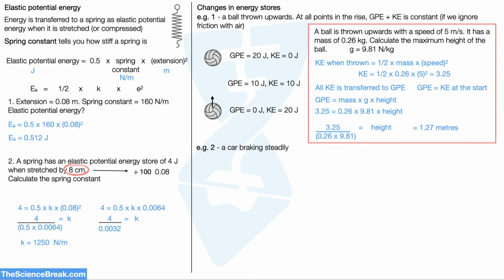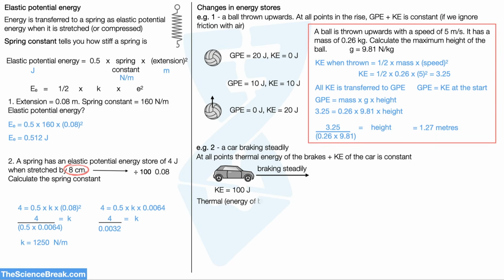Example number 2, a car braking steadily. Here's our car. It brakes steadily from a journey that it was on, and at all points the thermal energy of the brakes plus the kinetic energy of the car is constant. So again, let's say the kinetic energy is 100 joules.